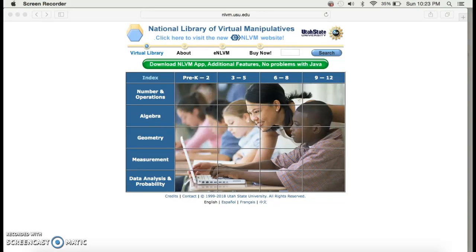For my resource walkthrough, I chose the National Library of Virtual Manipulatives. On this website, there are many options for things that manipulatives can be for and subject grade bands. So I chose the pre-K to second because I am in second grade right now.